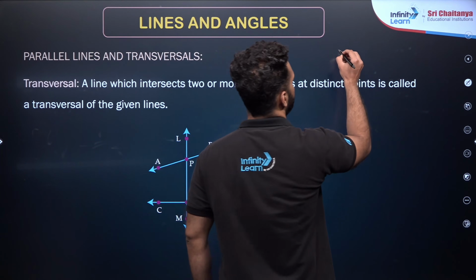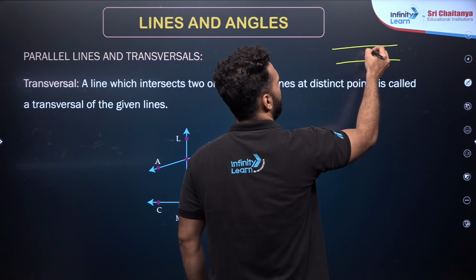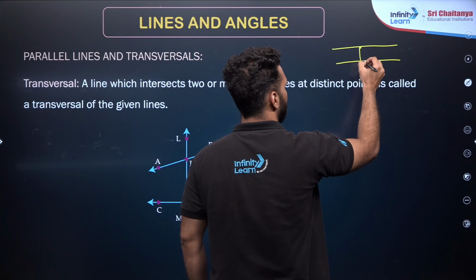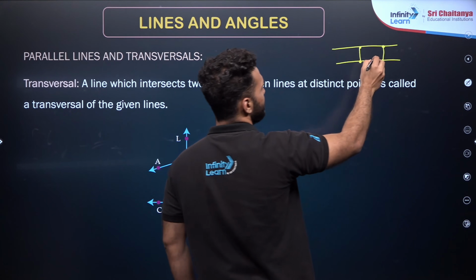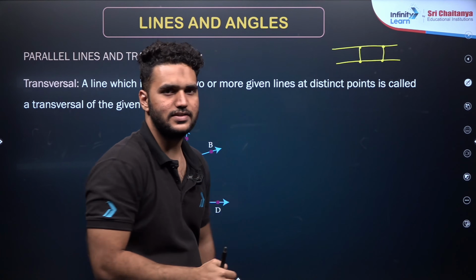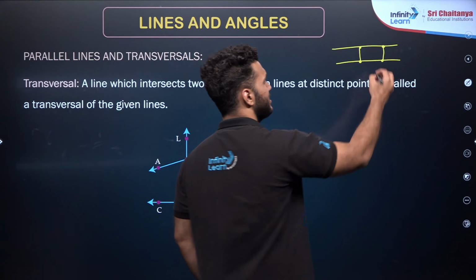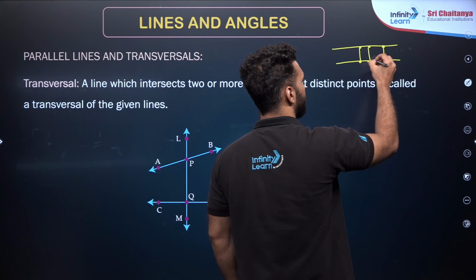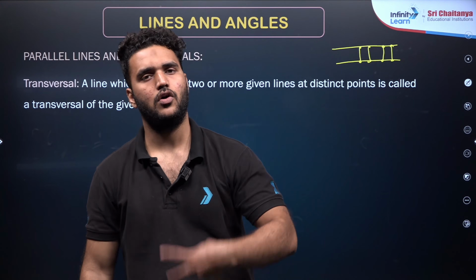For example, take these two lines: the distance between them at this point and the distance between them at this point. If the distance is equal, they are parallel. Sir, it means we have to calculate the distance at every point to make sure they are parallel lines? No, you just have to make sure on 2 points.